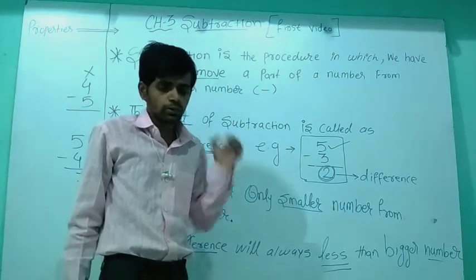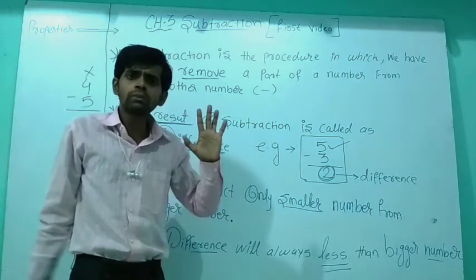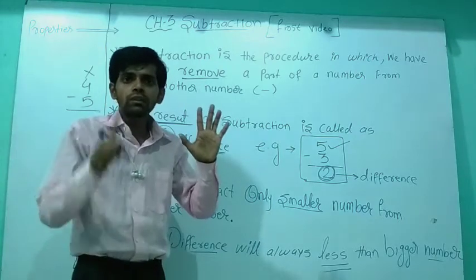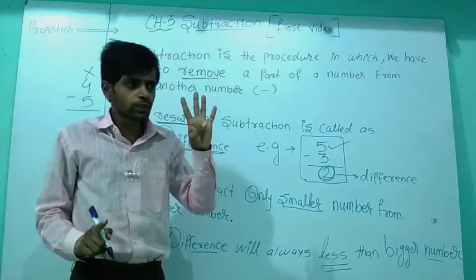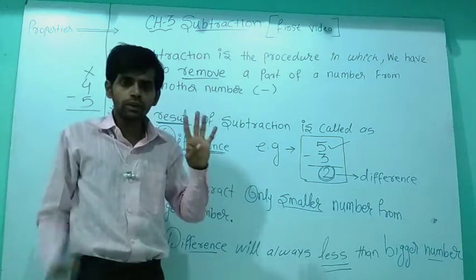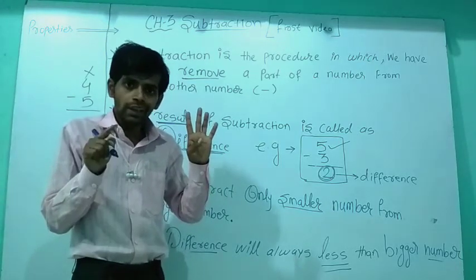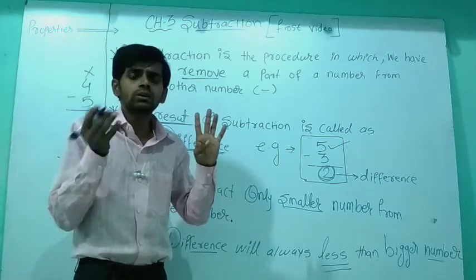How? Let us suppose that I have the number 5. So if I am removing 1 from 5, so what is left over? Here is 4. When you remove a smaller number from a bigger number, what will happen? It will always be less than or equal to that number.